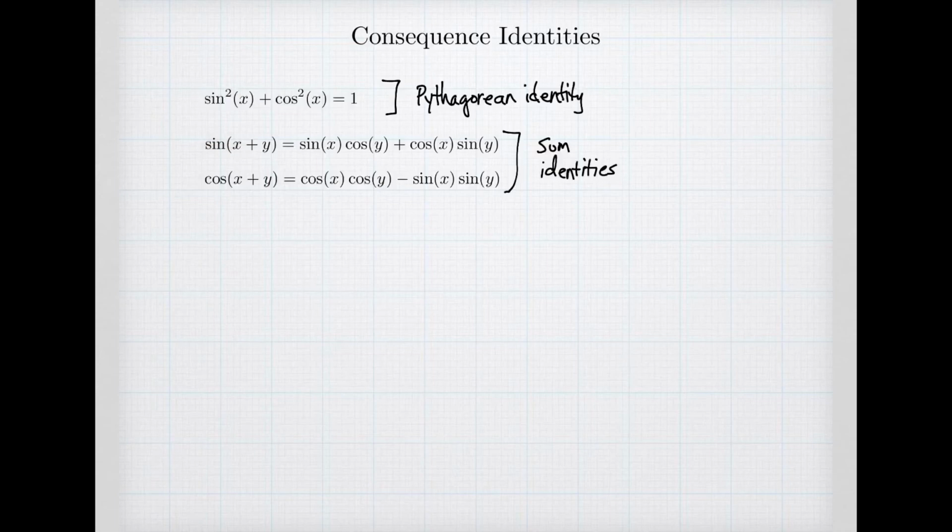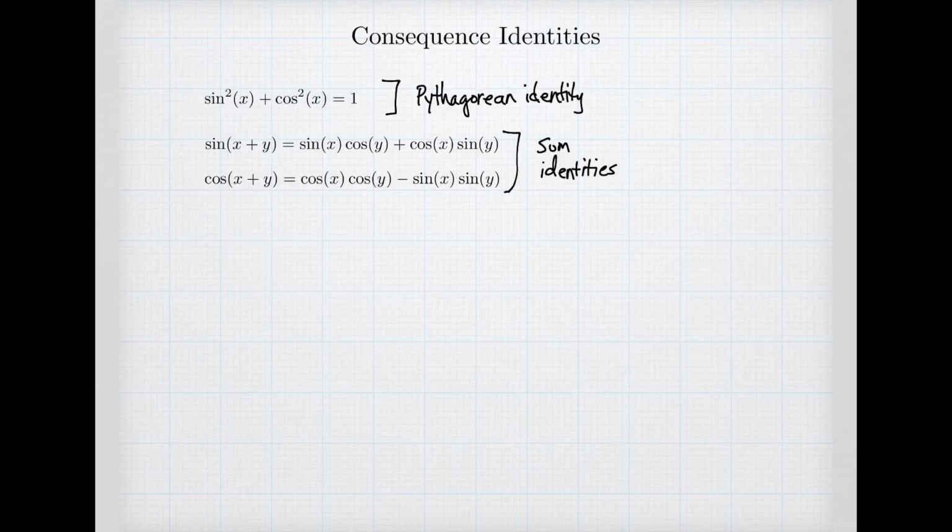Second, notice that the sine, when I do the sum identity, involves sine and cosine. So sine times cosine and cosine times sine. Whereas the cosine has both cosines together and both sines together. Okay, so that's how I try to remember what those are.